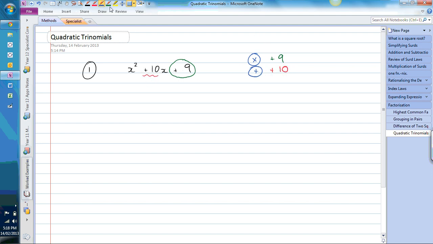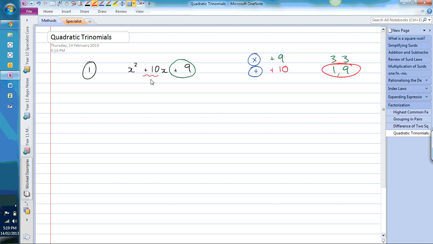And the best way to think about this is to start thinking about the factors of 9. What numbers multiply to give me 9? Well, 3 and 3 multiply to give me 9. The only other option is 1 and 9. And we're looking at these to see which of these are going to add to give 10. It's pretty clear that it's going to be these ones here. 1 and 9 are going to add to give 10 and multiply to give 9.